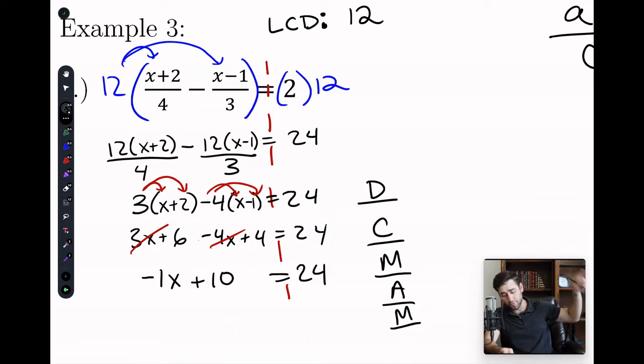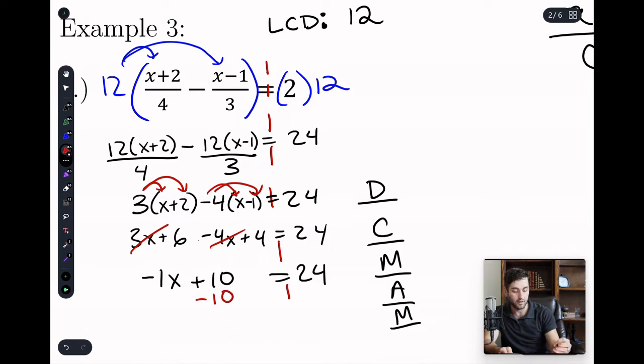Now we're going to move all the x's to the left. Already done. Now we're going to add all the numbers to the right. Let's see. Minus 10. Oh, that's add or subtract. Minus 10. Cancels out there.